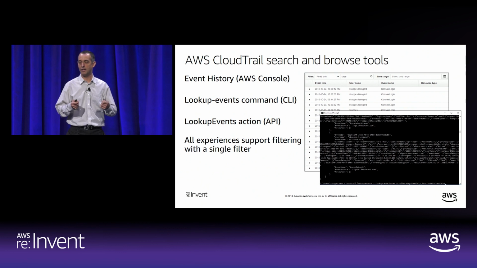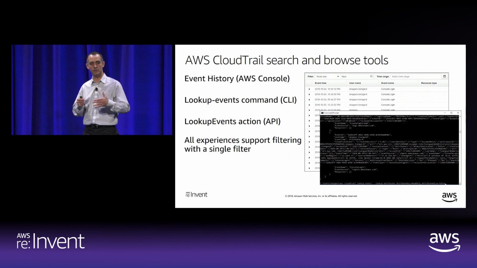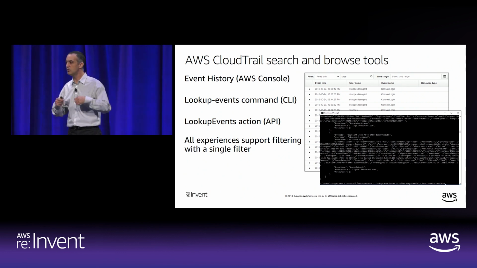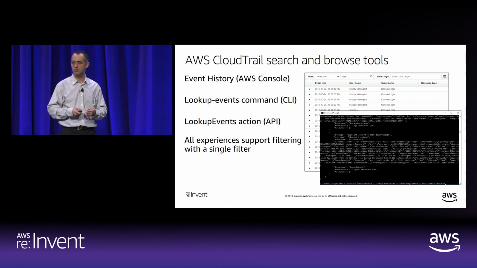When you create an account, we turn on CloudTrail for you automatically. And we keep a private copy of the last 90 days of management events by default. This does not cost you anything. And you can use these tools to access that data. If you want more than this 90 days, you need to set up a trail to deliver to an S3 bucket.